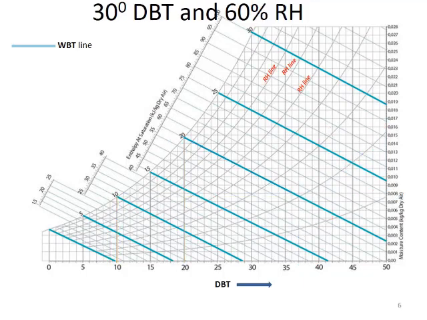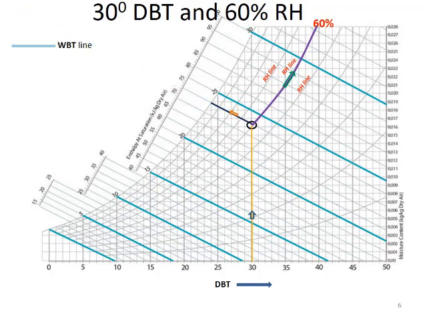Now next we will see how to locate a point when DBT and RH is given. For example, 30 degree DBT and 60% RH. So 60% RH line is already there, right? You can see it is already a continuous line for 60% RH. 30 degree vertical line is also there. So go along that till it intersects 60% RH, and that is the point. Okay, once you locate the point, then your job is over.